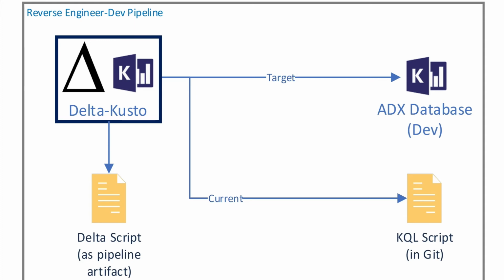It uses Delta Kusto to compute the delta between a script that you have in Git and your dev database. So it computes a delta, basically computing what you would need to apply to the script that you have in your Git repository to get to the dev database. And it pushes that to an Azure DevOps artifact so that you can consult it and maybe you will amend directly the KQL script. In this case, we just push it to the artifact.